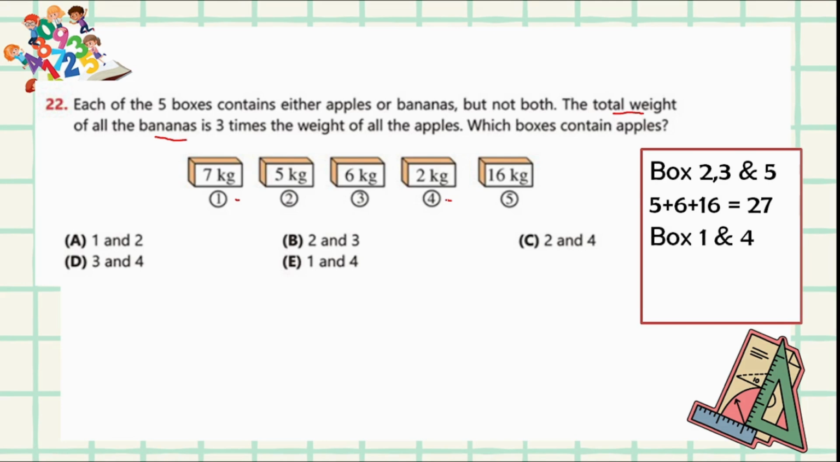So we will add the weight of box number 1 and 4, that is 7 plus 2, which is equal to 9. Now, according to the information, if we multiply the weight of the apples by 3, that is equal to 27, which is equal to the total weight of bananas. So this combination of equations is correct. So we can say option E, like in box 1 and 4, there are the apples.